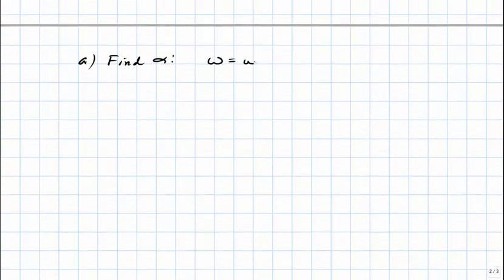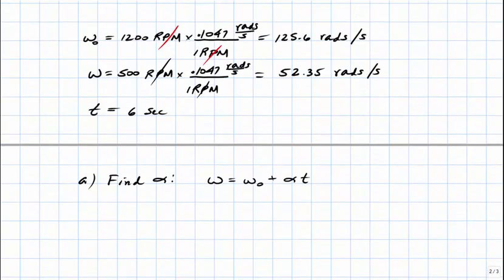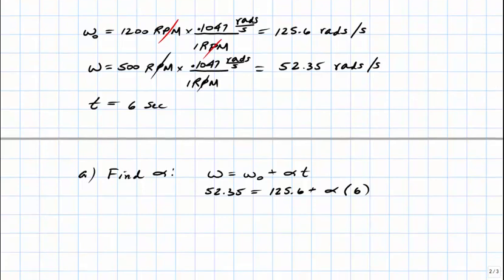And so omega equals omega 0 plus alpha t. Omega has a value of 52.35. Omega 0 has a value of 125.6 plus alpha, and the time was given as 6 seconds.